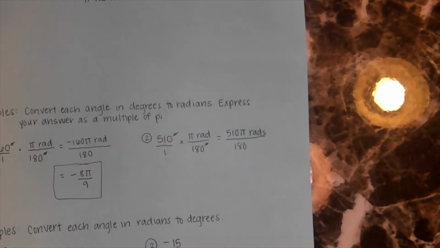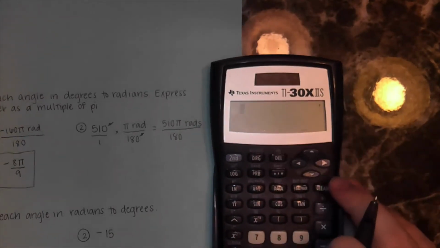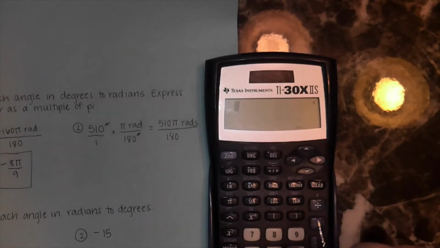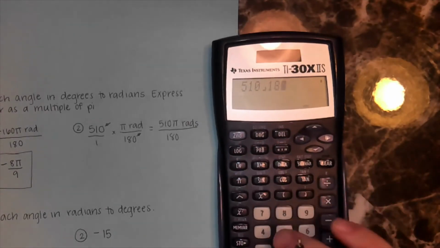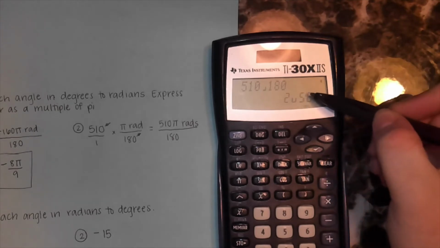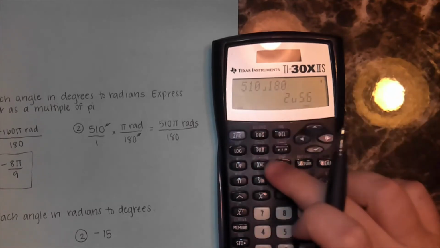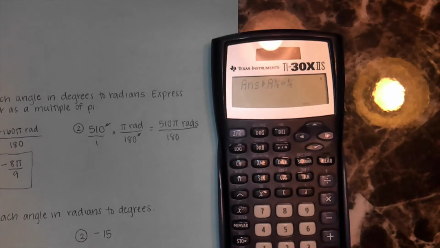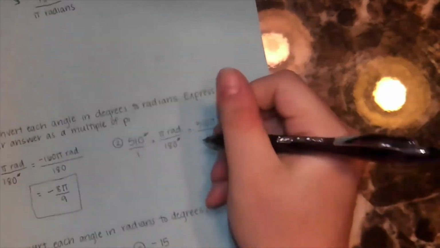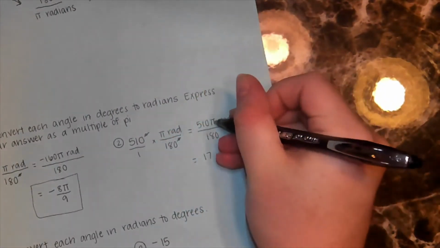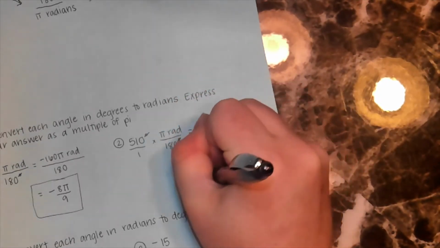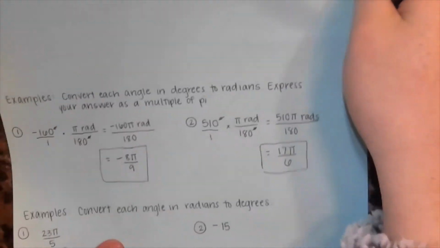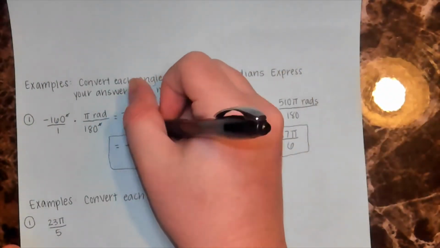And then we simplify. So if we grab our calculator, we want to do 510, and then use our fraction button over 180. This gave it to me as a mixed fraction, so I'm just going to switch that to an improper fraction, and we get 17 over 6. So our final answer is going to be 17 pi over 6. Okay. And both of these final answers are in radians.